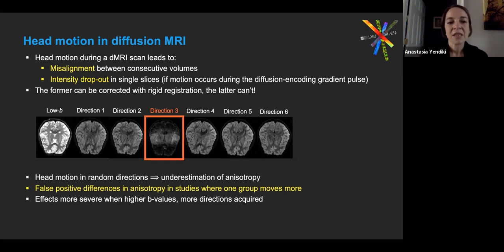The effects of this get more and more severe as we go to higher and higher B values, especially for this intensity dropout issue. And obviously, as we get to longer scans with more directions, high resolution, etc. The results that I'm going to show you were from a few years ago, and we used data with a relatively low B value, just a single shell with B equals 700. So you can imagine that all the results that you're seeing are probably going to be worse with higher B values.